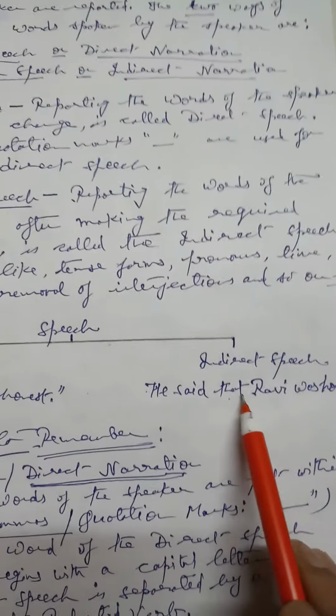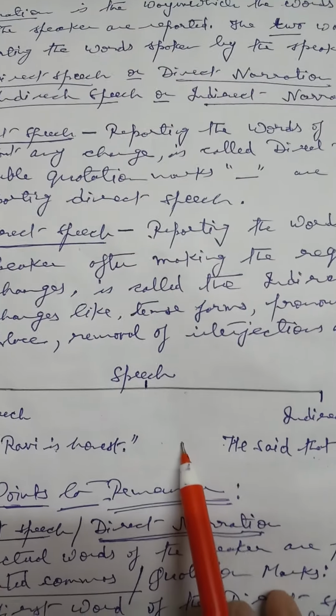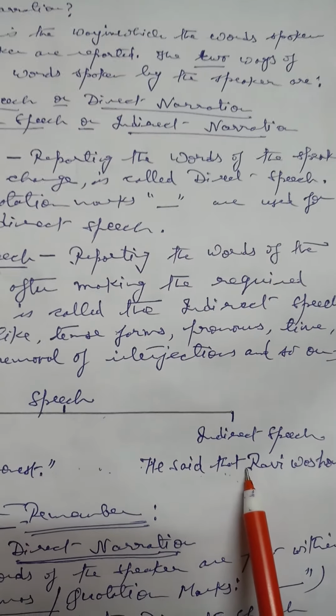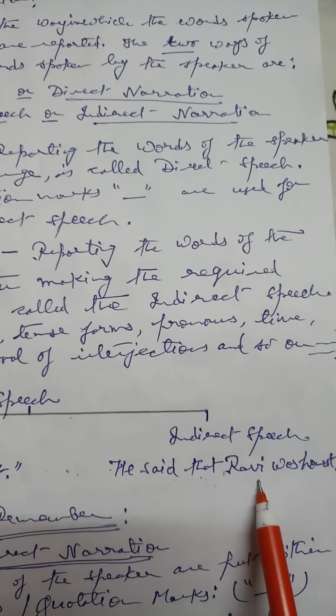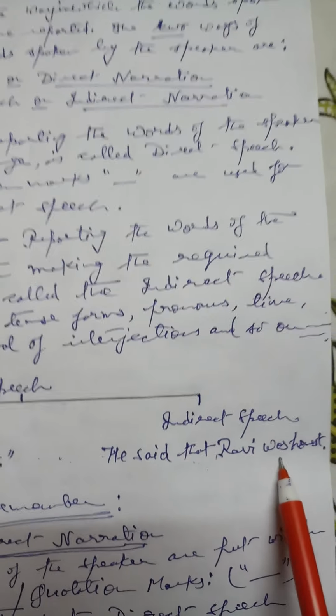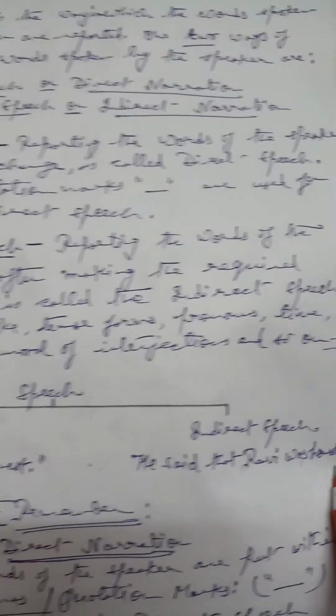So we have brought a change in tense also. The direct sentence is in simple present tense, and as per the rule of English grammar, when we converted the sentence into indirect speech, this simple present tense was converted into simple past tense. So it is, he said that Ravi was honest.